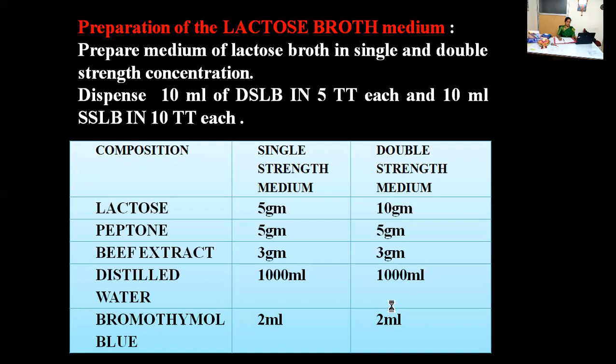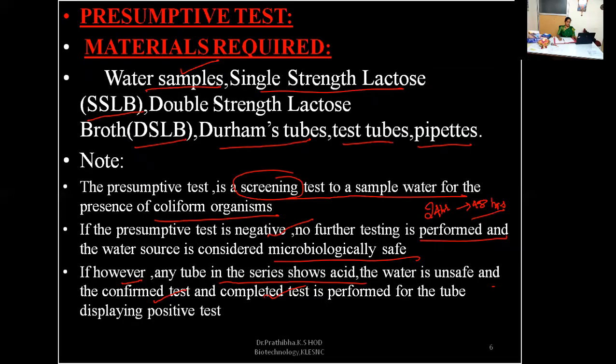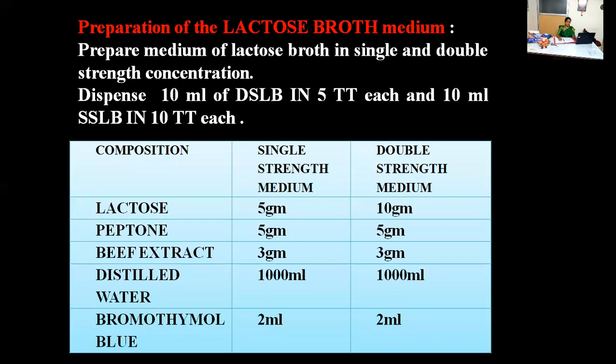As I told in the previous slide, to perform the presumptive test, first we need to prepare the single strength lactose broth and the double strength lactose broth. Okay, so now let us understand how to prepare this single strength lactose broth medium and double strength lactose broth medium. In this particular slide you can make out the concentration of single strength medium and the double strength medium. So let us prepare the medium of lactose broth in single and double strength concentrations.